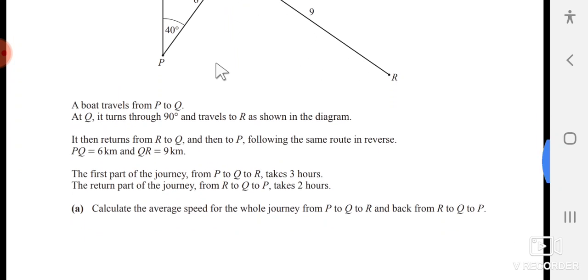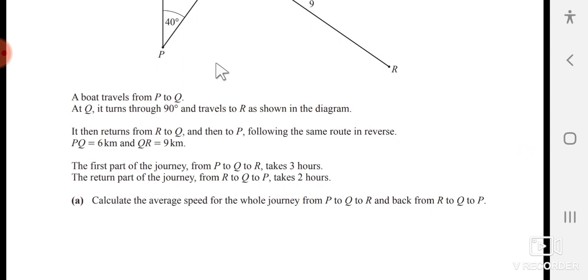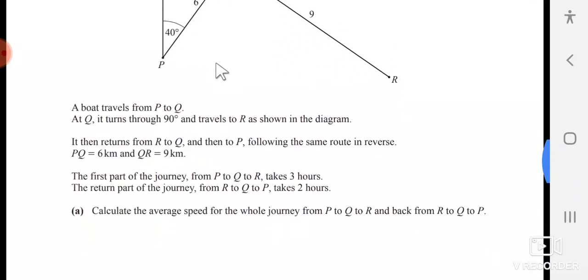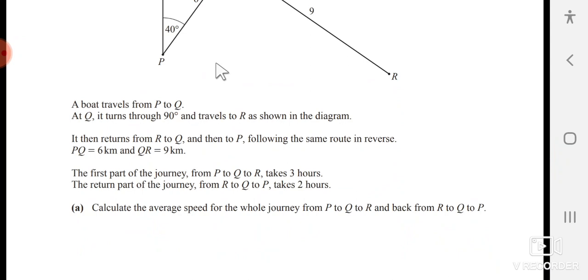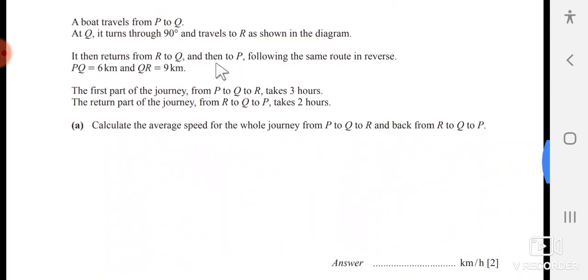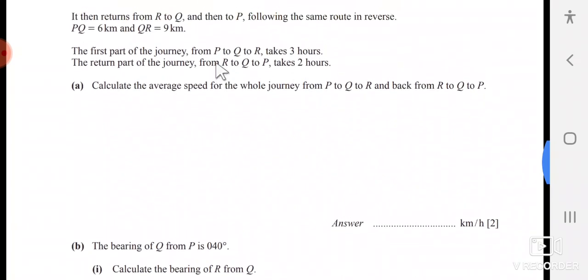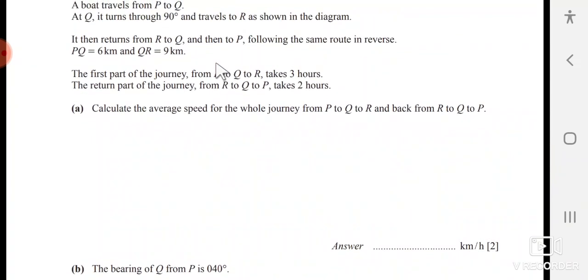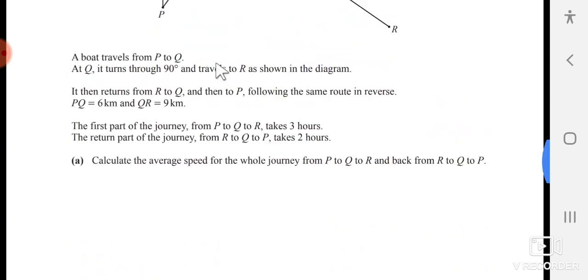Now here I am looking at this question. It says a boat travels from P to Q. At Q it then turns. Calculate the average speed for the whole journey from P to Q.